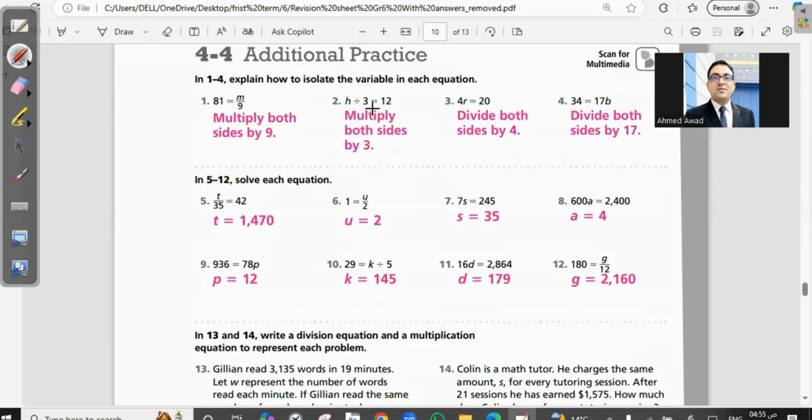The same in number 2, if it's divide, make multiply each side by 3. The same in number 3, if it's multiply, divide each side by 4. So when you divide here by 4 and divide here by 4, R here equals 5. It's the same for number 5, 6, and so on.